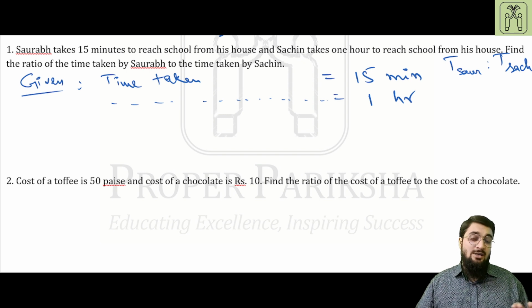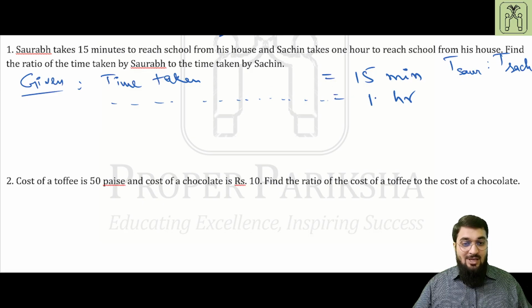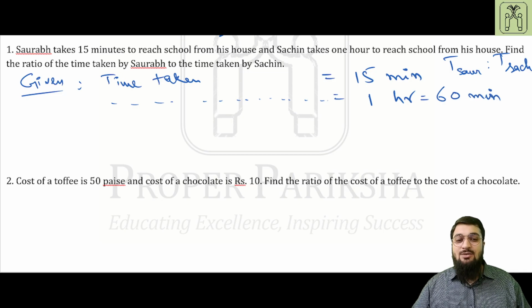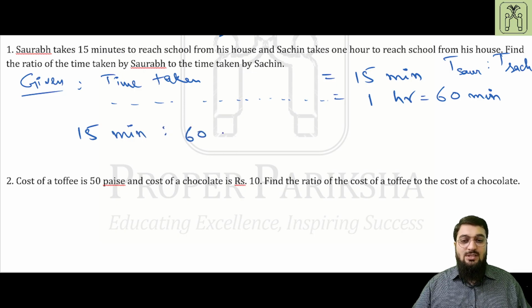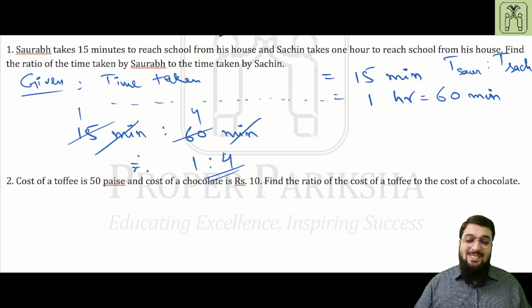I hope you are clear till now. 1 hour and 15 minutes are two different units. So we will convert 1 hour into units of minutes, that is 1 into 60, that will be 60 minutes. After that, we'll just put the numbers on the left and right of the colon and we'll get the answer. That is 15 minutes is to 60 minutes. Minutes and minutes will get cancelled out. The highest factor will be 15. This will become 1 and this will become 4. Therefore, the ratio will be 1 is to 4 for Saurabh to Sachin.